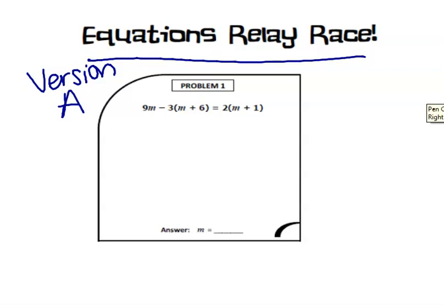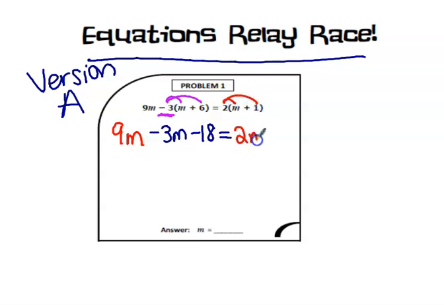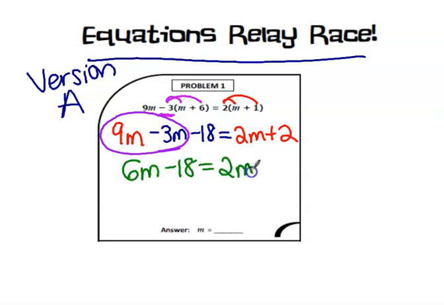So the first step we're going to take is distributing this -3 to all the terms inside the parentheses. So I have -3m minus 18 equals, and then I'm going to bring everything else down. So 9m equals, and then I'm going to distribute this to 2m plus 2. All right, so I distributed, so now I no longer have parentheses. Then I'm going to combine like terms, so I have 9m minus 3m, which is 6m minus 18 equals 2m plus 2.